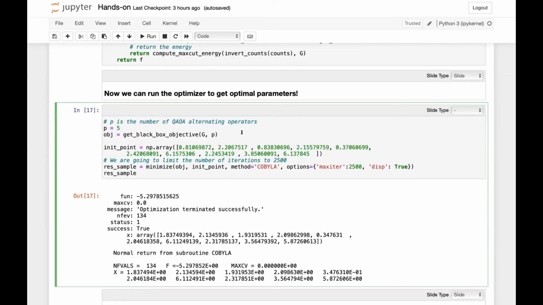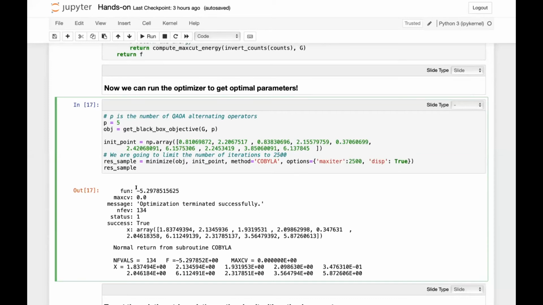And here I'm not rerunning everything, but if you run this, hopefully you get the same number as me, which is something like -5.297, which is not too bad, right? So remember our optimum is -6. So this is not too far from the optimum.